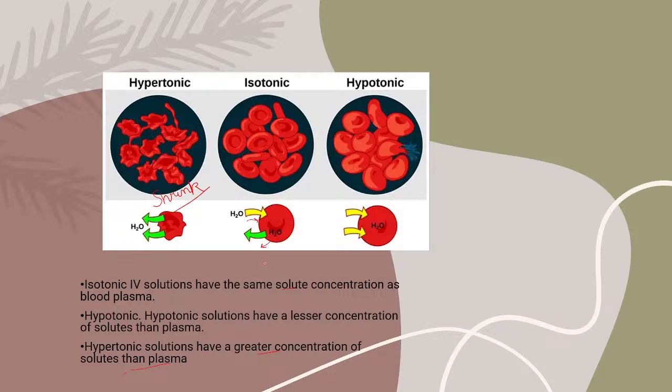Then hypotonic has lesser concentration of solute, and there would be movement of solvent from extracellular fluid to intracellular fluid. That means the cell will swell. So in hypotonic, the cell will swell, and in hypertonic, the cell will shrink. All right.